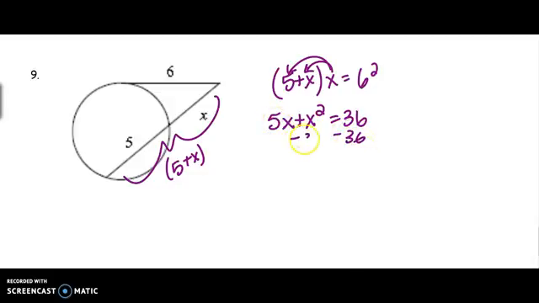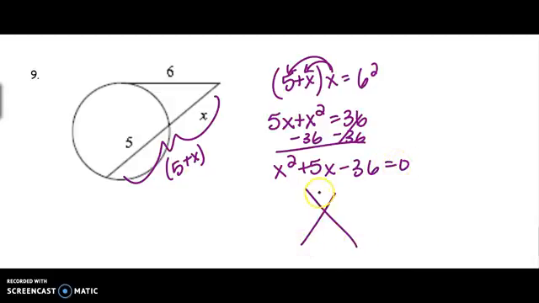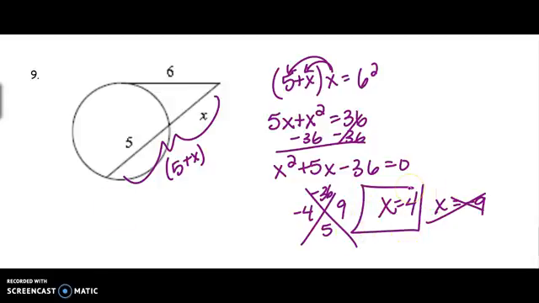So let's bring 36 to the other side. And you have x squared plus 5x minus 36 equals 0. So we have to figure out what multiplies to negative 36 and adds to 5. If you said negative 4 and 9, you are correct. Once you apply zero product property to this, you're going to get x is 4 and x equals negative 9. We can't have that negative because it's going to give us a negative distance here, and we can't have that. So x is 4.